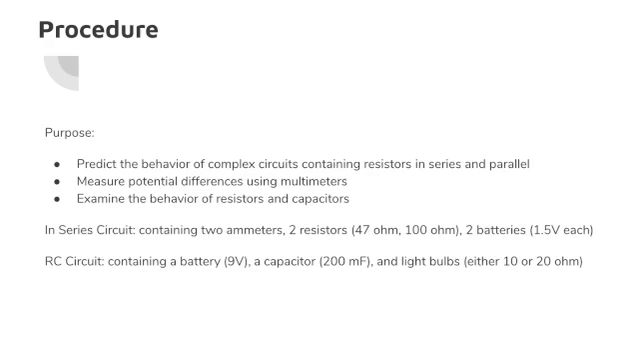So for the procedure, the purpose of this experiment was to predict the behavior of complex circuits that contained resistors in series and in parallel, to measure differences using multimeters, and to examine the behavior of resistors and capacitors in circuits. For this lab, there were 2 parts. The first part was an in-series circuit containing 2 ammeters, 2 resistors, and 2 batteries. And the second part was an RC circuit that contained a battery, a capacitor, and light bulbs of either 10 or 20 ohms.